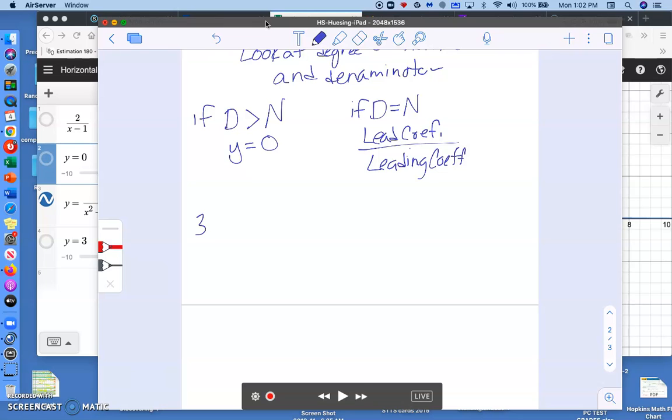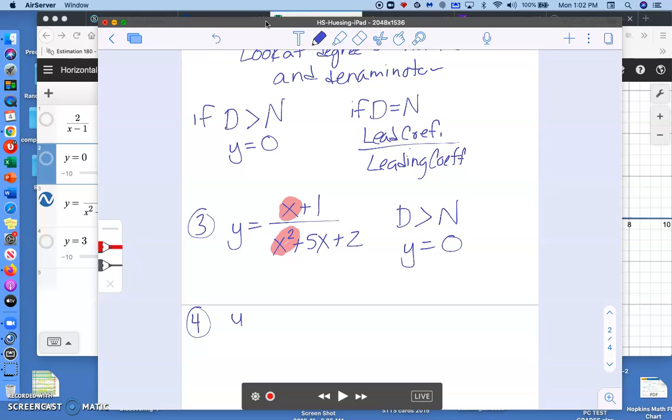So let's take a look at a couple more. If I had y equals x plus 1 over x squared plus 5x plus 2, so this is just x and x squared. Our denominator is greater than our numerator, so it's at y equals 0, because the big number's on the bottom. Let's say we had y equals 5 over x minus 1. Well, this is the only spot where there's an x, so it's like our top one is 0. So again, the denominator is greater than the numerator, so it's at y equals 0.